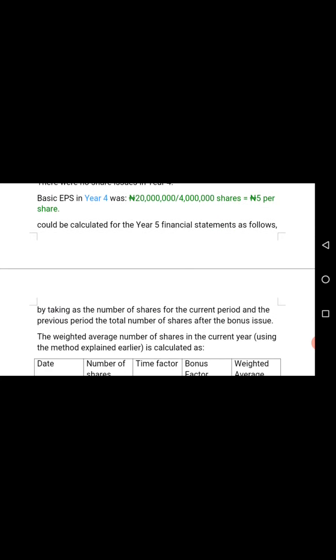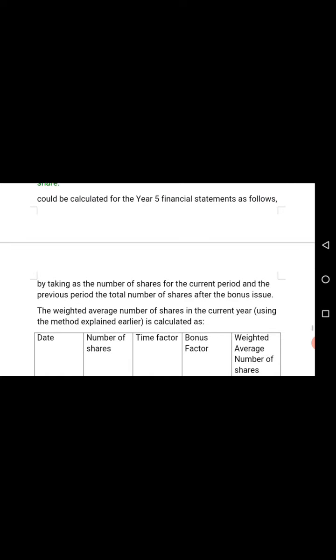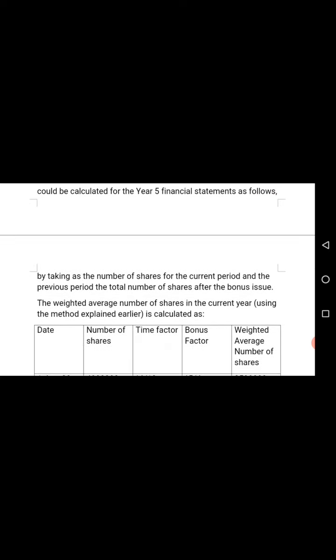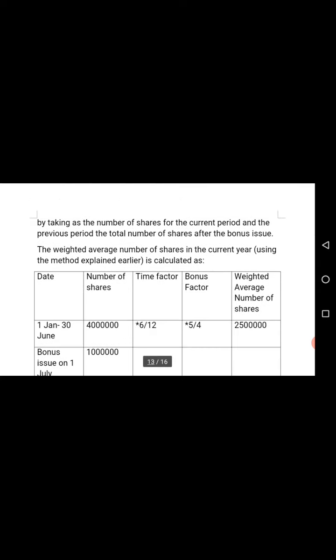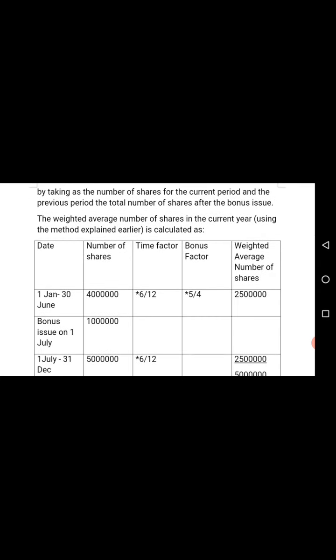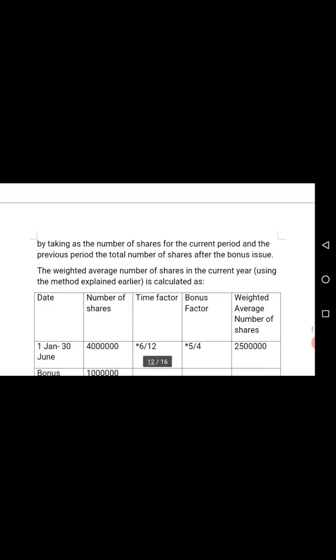It says it could be calculated for year 5's financial statements as follows: by taking the number of shares for the current period and previous period and the total number of shares after the bonus issue. The weighted average number of shares in the current year, using the method explained earlier, is calculated as follows. It's basically the same thing we did in the previous one. So we have 1st January to 30th June as 6 months.